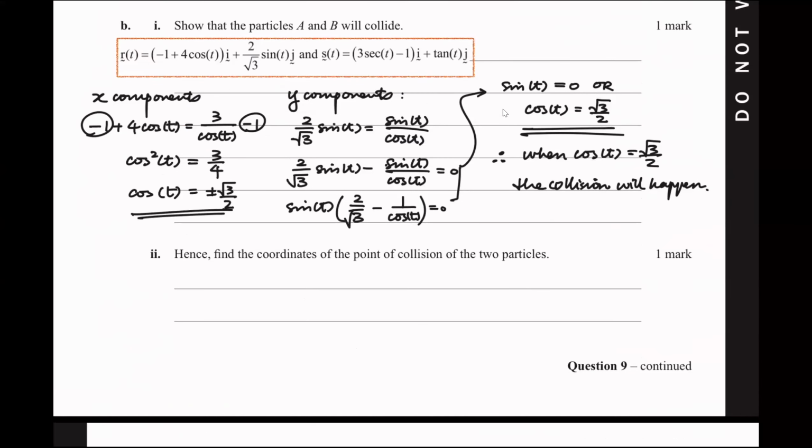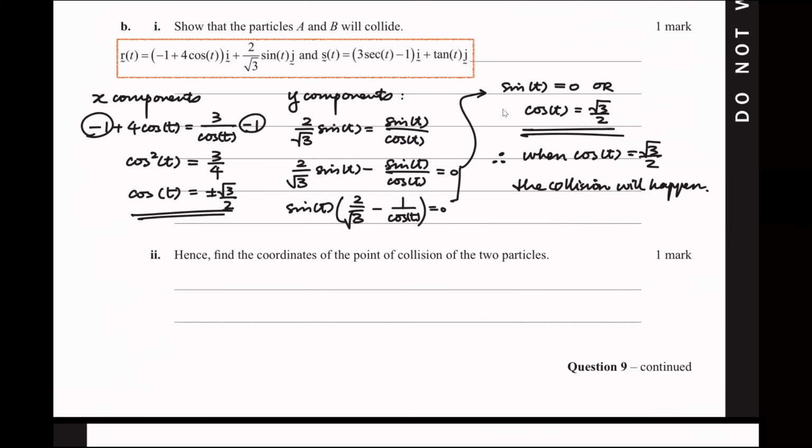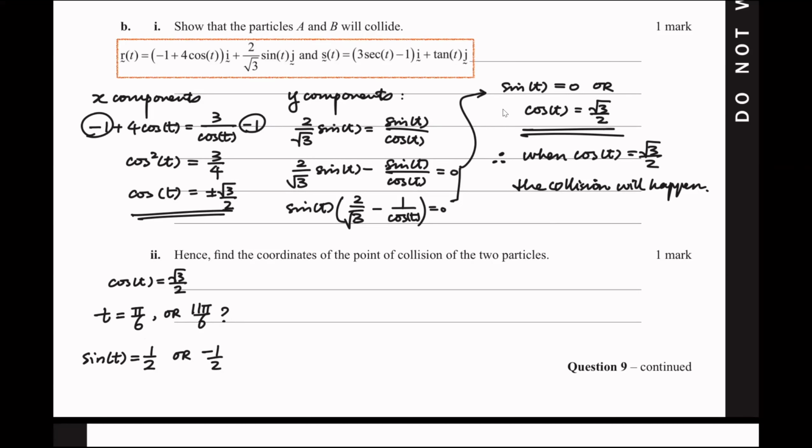And hence find the coordinates of the point of collision of the two particles here. I have to make an assumption: if cosine t equals root 3 on 2, possibly you could have t equals pi over 6, or let's say 11 pi on 6. That means correspondingly my sine t is going to be a half or minus half. This is in Q1, this is in Q4, okay? That will result in some different values.